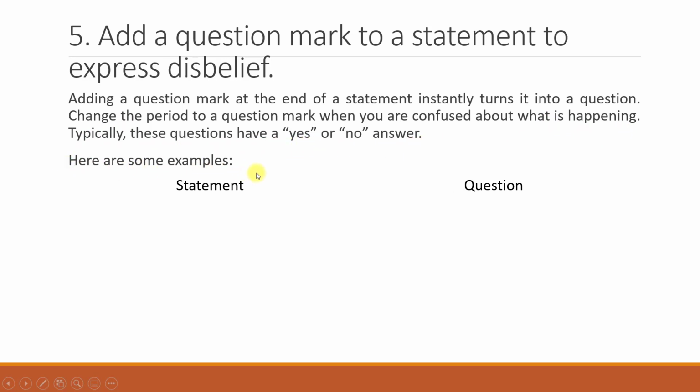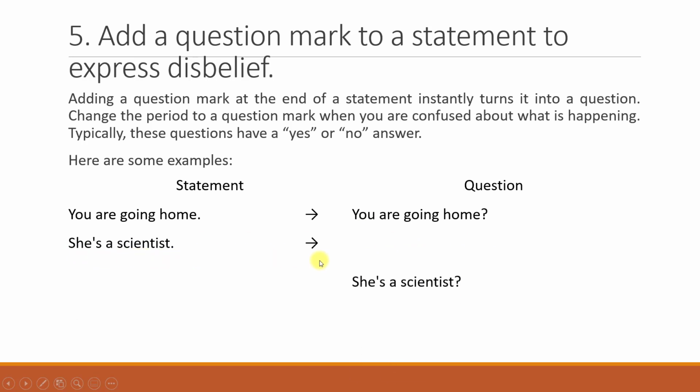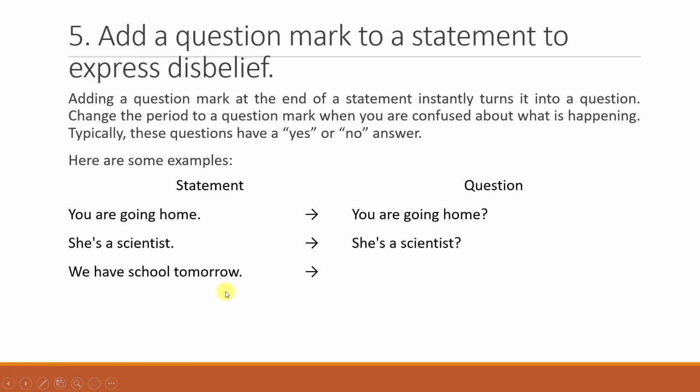Here are some examples. You are going home? She's a scientist? We have school tomorrow?